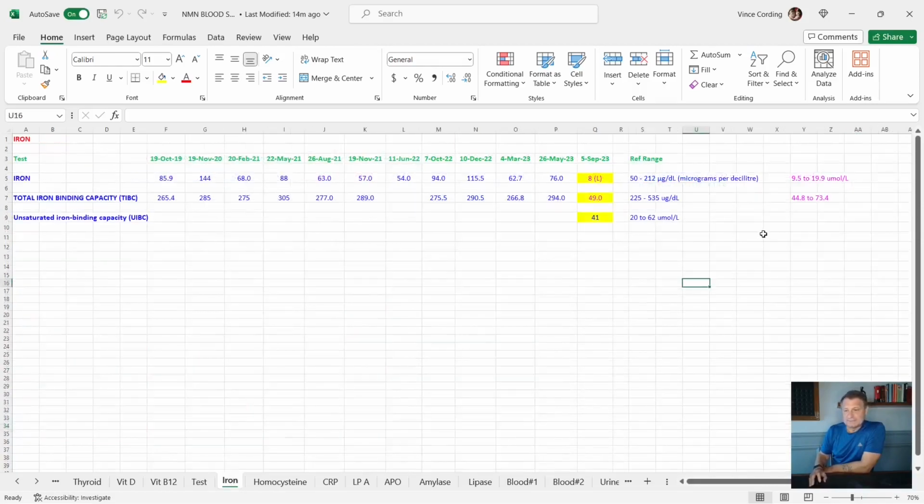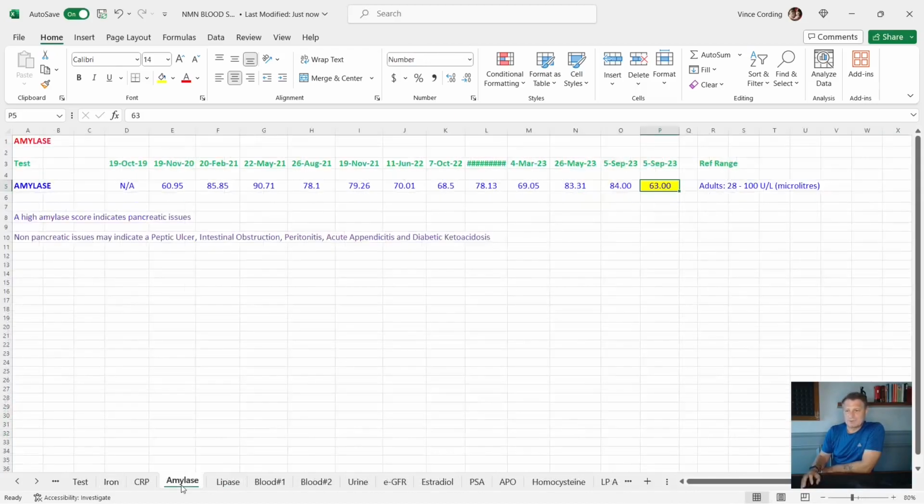My iron, you can see here, my iron is low. It's 8, and they reckon the reference range is between 9.5 to 19.9. I'm hoping the increase in beef and also eggs, when I have my beef burgers, I normally put a fried egg on top, will bring that back up. We'll see in 3 months. And the other two iron markers are well within reference range. Let's move on to my amylase. You can see here, 63, down from 84, but still well within 28 to 100.